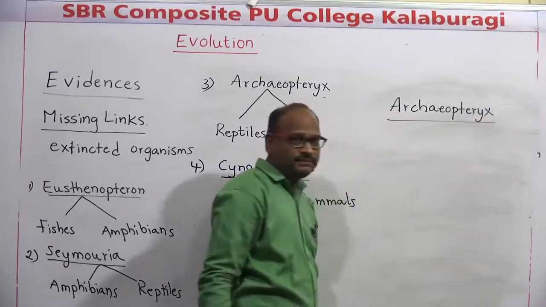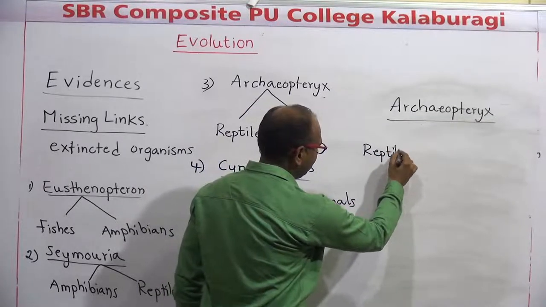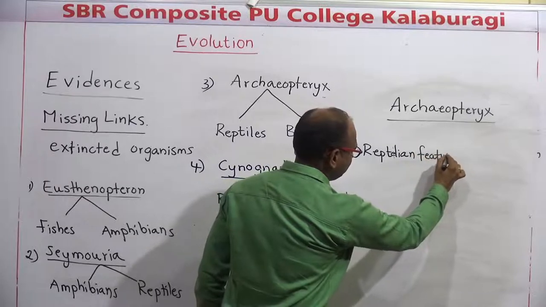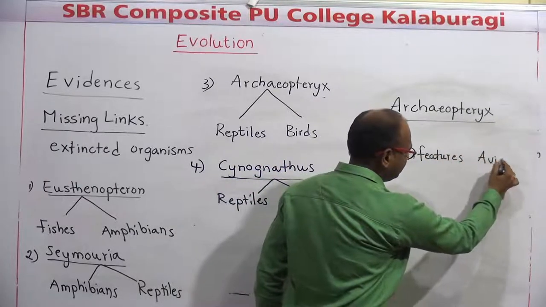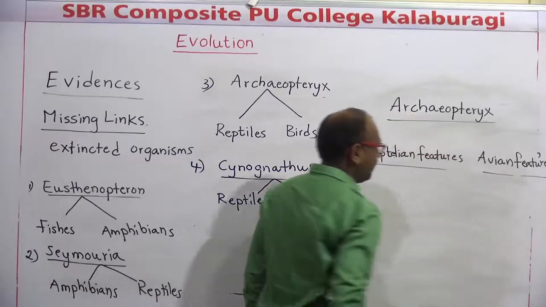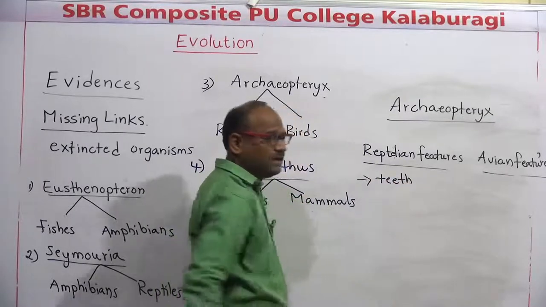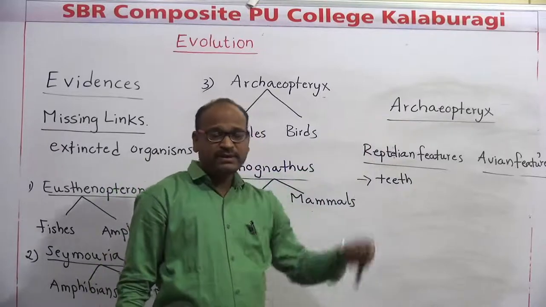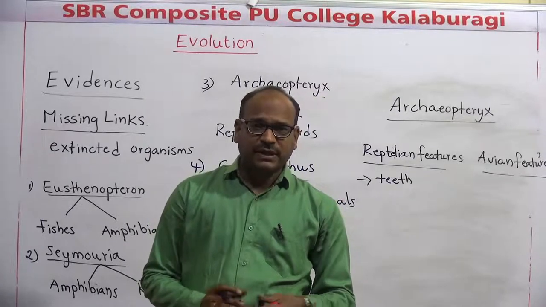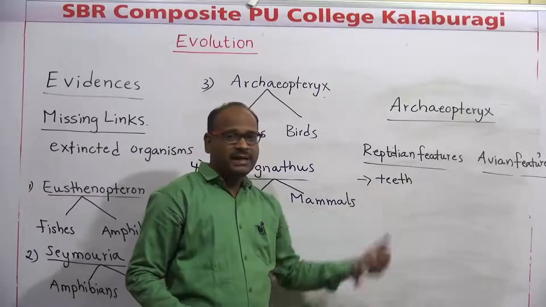This Archaeopteryx has reptilian features and avian features. Reptilian features, first one: teeth are present in the mouth of Archaeopteryx. If you take birds, in them teeth are absent. In the reptiles, teeth are present. So Archaeopteryx had teeth in its mouth. So it is a reptilian feature.